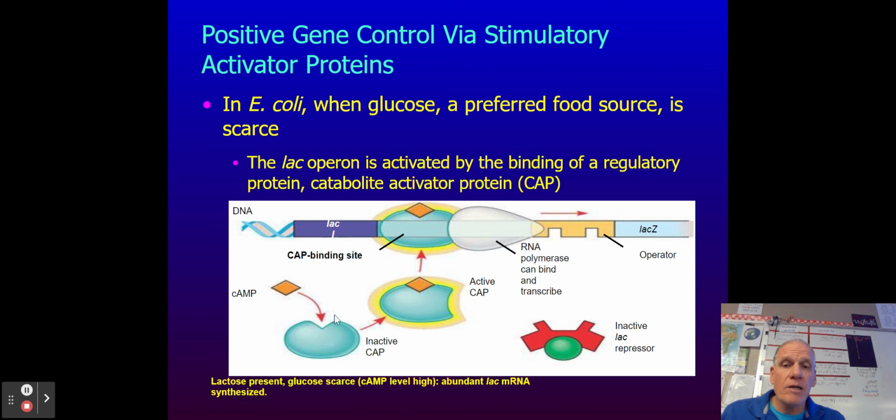Okay, and low levels of glucose are going to produce cyclic AMP, which binds to this inactive CAP and activates the CAP. Now the CAP protein binds to a region near the promoter, at the front of the promoter, which will induce RNA polymerase to bind, and there we go. We make all the genes necessary because there's no glucose in the system. I should say low levels of glucose cause this to happen.